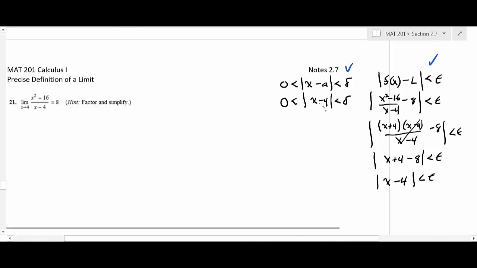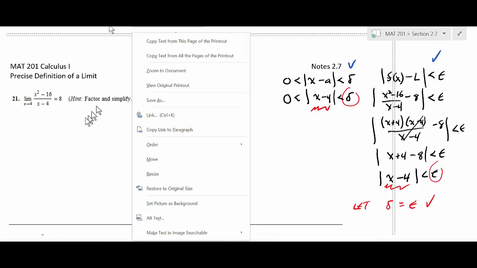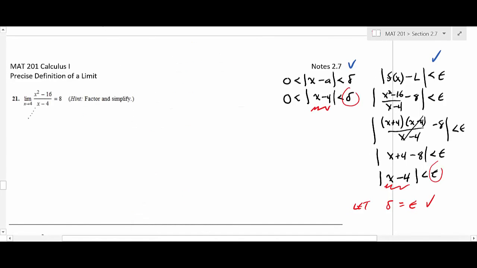If you look at these, we've got these things are the same, and that's what you're always trying to do. That just means that delta and epsilon have to be the same. So in our proof, we're going to let delta be epsilon. When we formally write our proof now, the formal written proof will look like this.